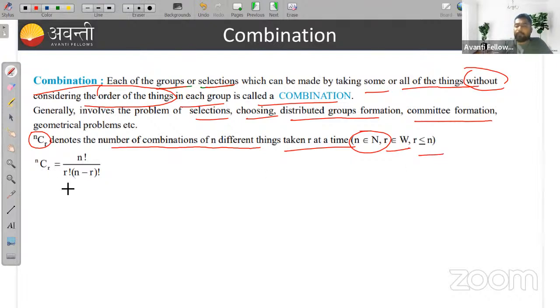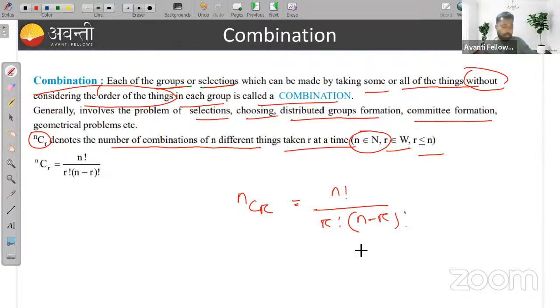Okay, so what is the formula? The formula is nCr = n! / (r! (n − r)!). Is that clear, everyone? Guys, is that clear?